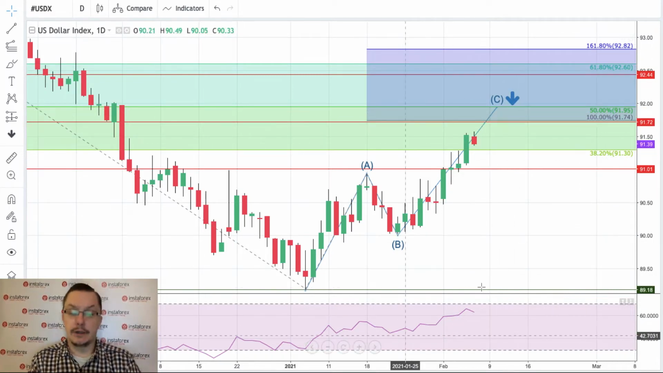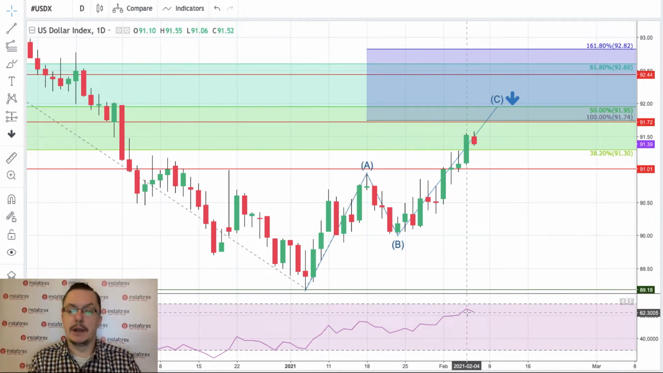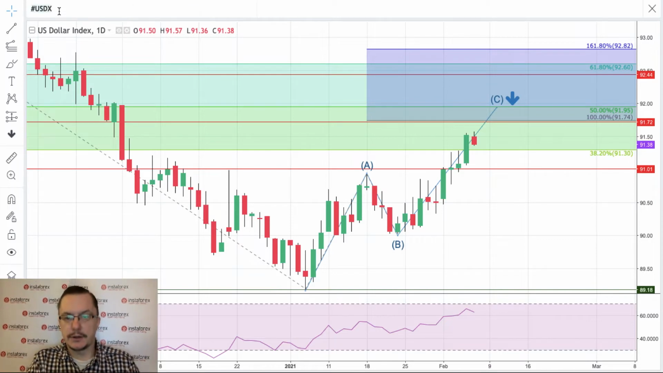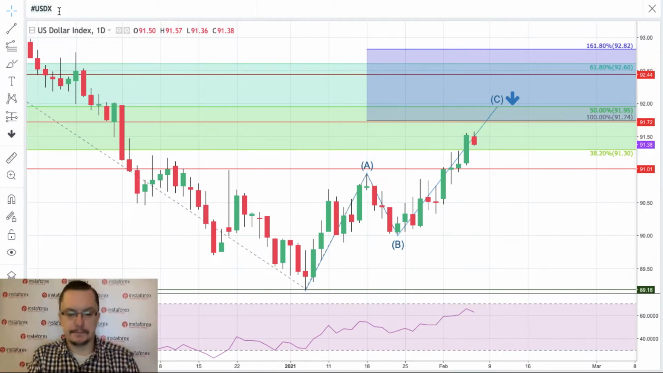So far, so good, strong positive momentum, about to hit the overbought levels, so we don't have to worry about the overbought condition just yet, and it looks like the US dollar is waiting for another wave up.